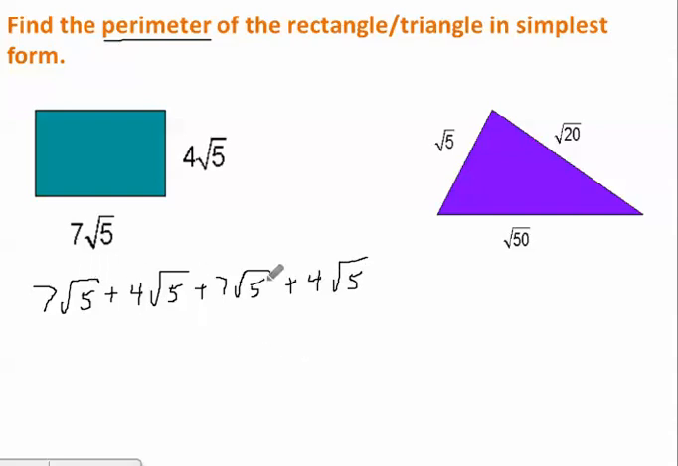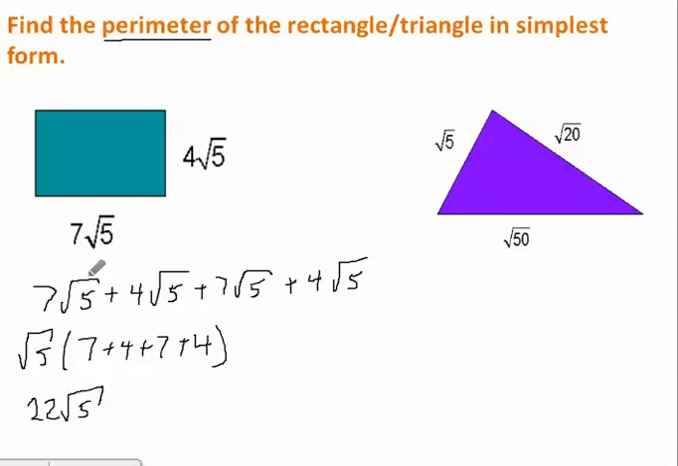Well, they all contain that square root of 5, so I'm going to pull that out. Square root of 5 times 7 plus 4 plus 4 plus 7 plus 4. That's 22. That's 22 square roots of 5. The trick there was that what's under the radical, under this square root sign, is the same in every one of them, so I factored it out and could just add the coefficients together.